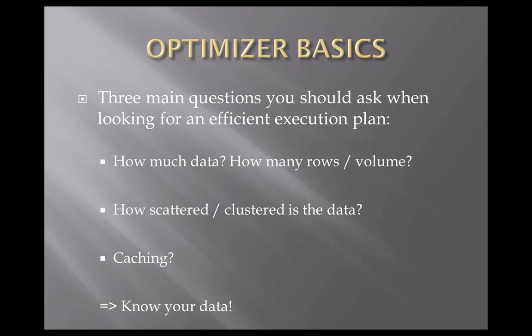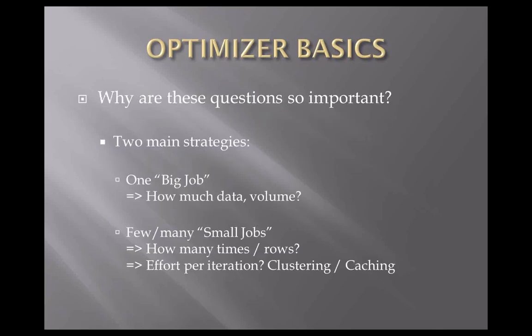Okay, now you might ask, why are these questions especially so important? The point here is that the optimizer, and in principle the database engine, has two main strategies that it can use. It can use what I at least call a big chop approach, so it basically tries to process the data all at once. Or it can use a small chop approach, where it tries to access a subset of the data in an iterative fashion. So it runs basically in a kind of a loop.